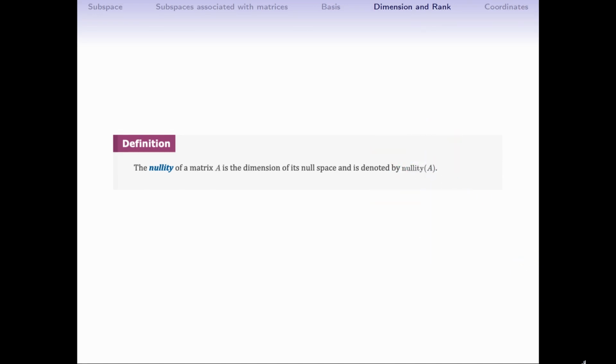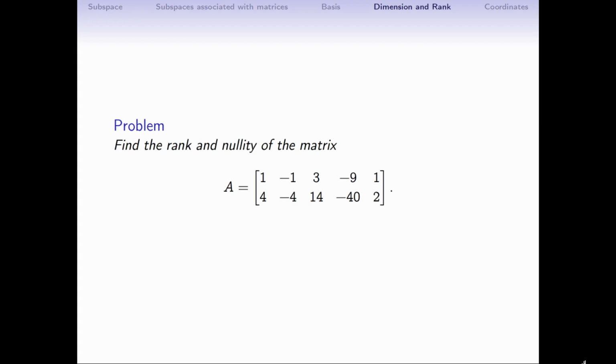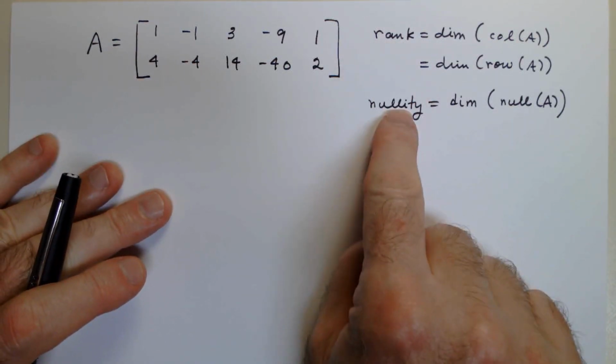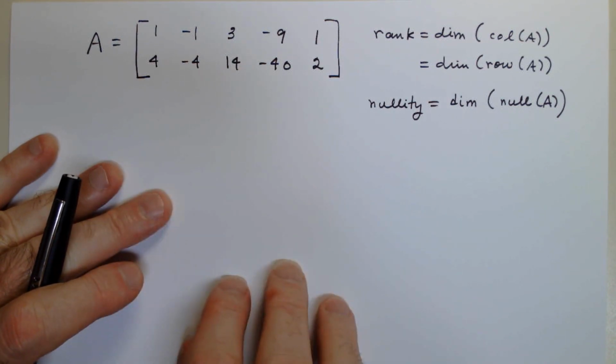Now let's work an example that brings all of these concepts together. In this problem, I want us to find the rank and the nullity of the matrix A. So join me at the document camera to put all of this together. Welcome to the document camera. In this problem, we're going to work out the rank and the nullity of this matrix A.